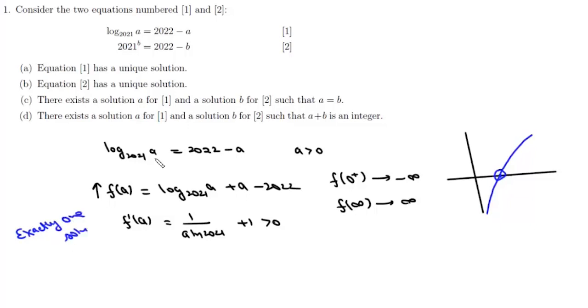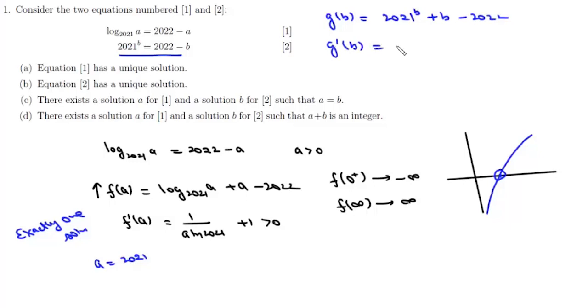And from inspection, we can clearly say that this one solution is when the value of a is 2021. Now, if we look at the second equation, we can write this function as g(b) equals 2021 to the power b plus b minus 2022. Now again, g dash b is 2021 to the power b into log 2021 plus 1, which again is greater than 0. So again, this function g(b) is an increasing function.